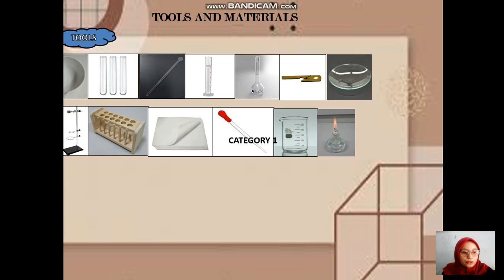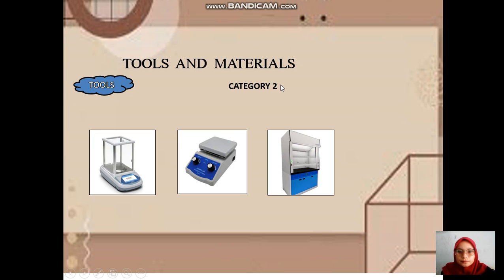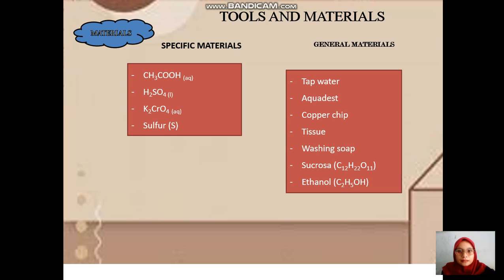The tools and materials used are mortar, test tube, stirring rod, measuring cup, measuring flask, watch glass, drop pipette, beaker, analytical balance, water bath, and fume hood. The materials are CH3COOH, H2SO4, K2CrO4, sulfur, tap water, copper chips, tissue, washing soap, sucrose C12H22O11, and ethanol.